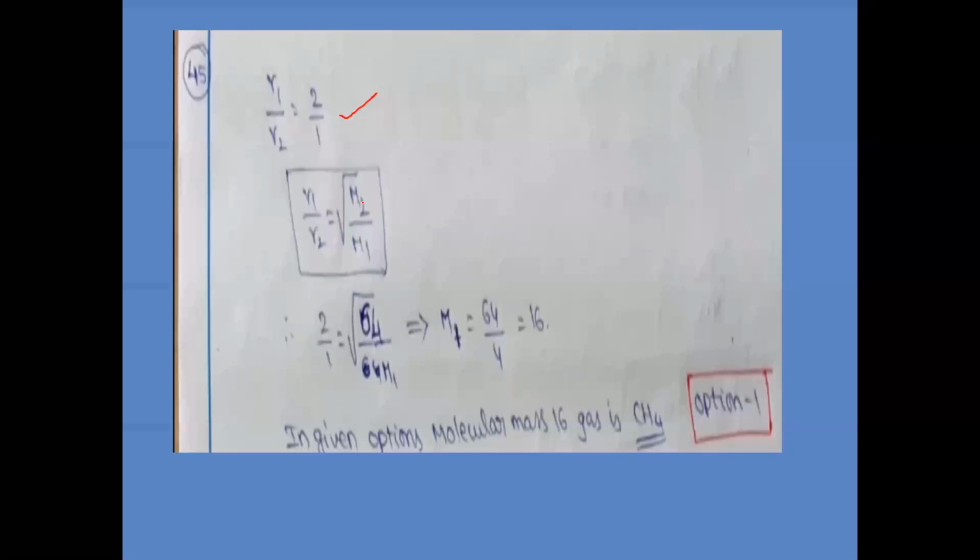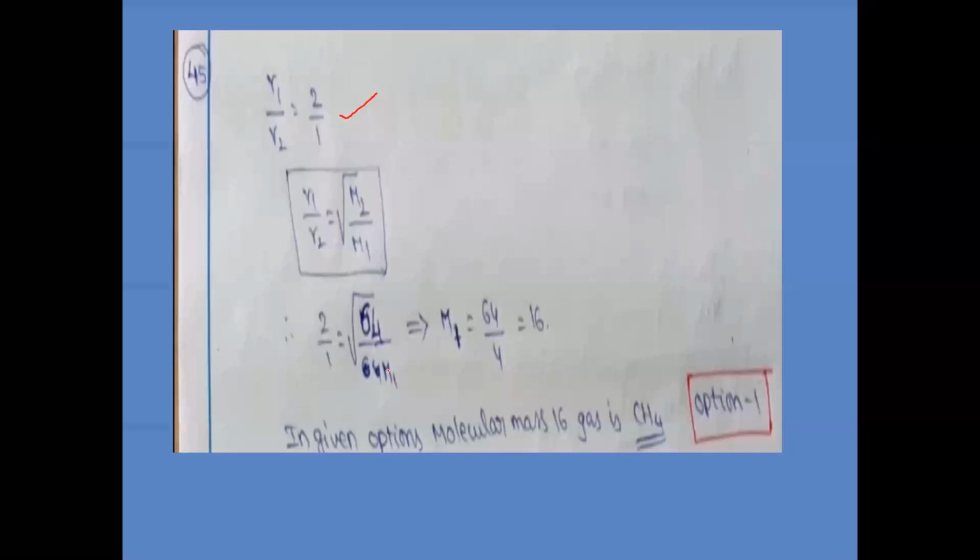Now generally we know the formula R1 by R2 is equal to under root M2 by M1. M is your gram molecular weight. Now here, R1 by R2 how much is given in the question? 2 by 1. So 2 by 1 is equal to under root M2, which is SO2, 64. Gram molecular weight of SO2 is 64, by the gram molecular weight of the other gas, M1.